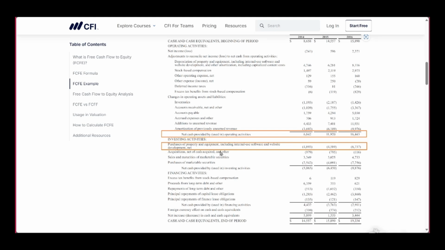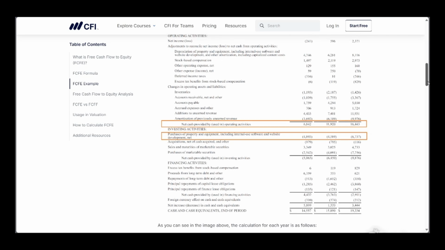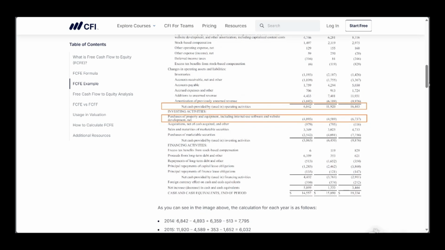Now, what you do is you do net income minus CapEx minus change in working capital plus net new debt. So if a company has $10 million in net income, net capital expenditures of $2 million, change in working capital of $1 million, and it takes on $3 million in new debt, its free cash flow to equity is $10 million.